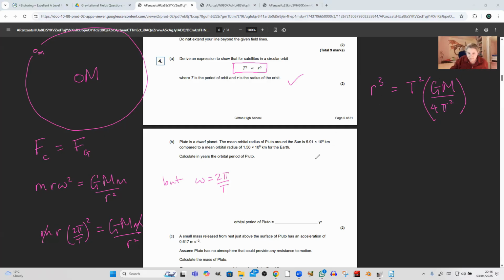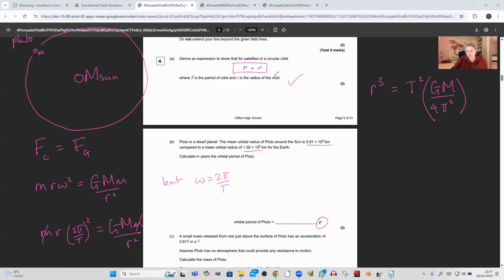Right, so we've done the first bit. Right, now it says that Pluto is a dwarf planet, and the mean orbital radius of Pluto around the sun is that distance. So now this is Pluto and this is the sun. Okay, and we've got the radius for Earth as well. Okay, and they want the orbital period of Pluto, and they want it in years.